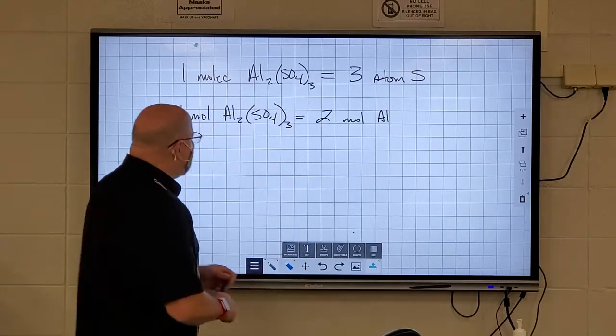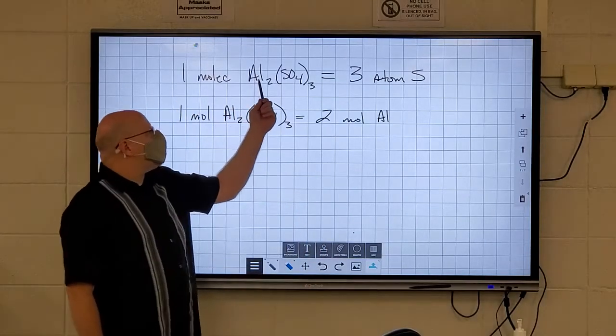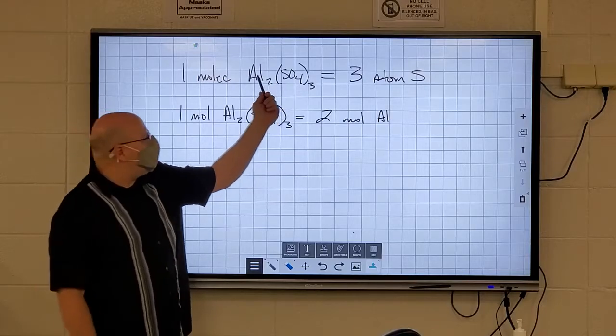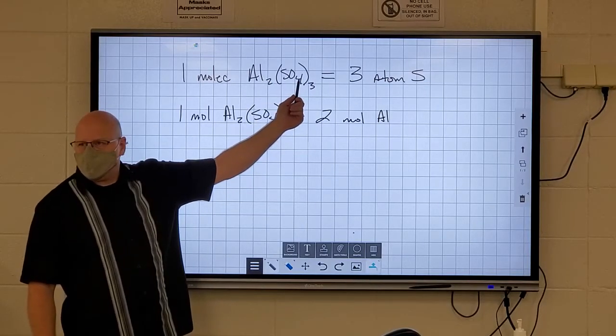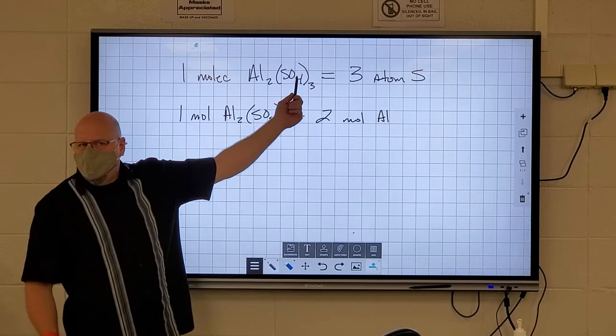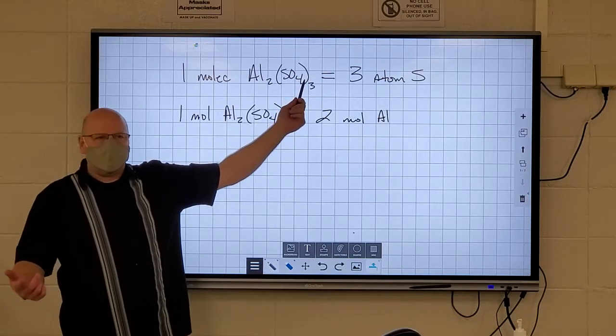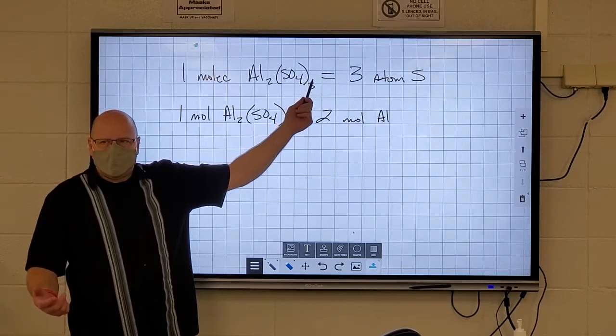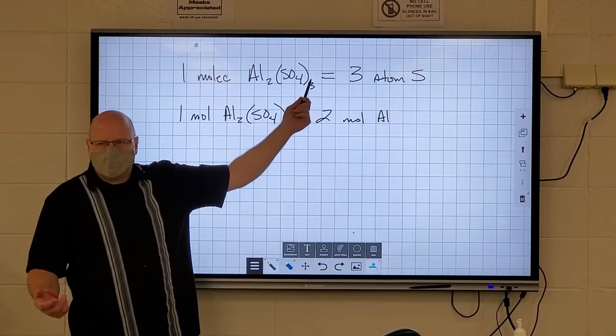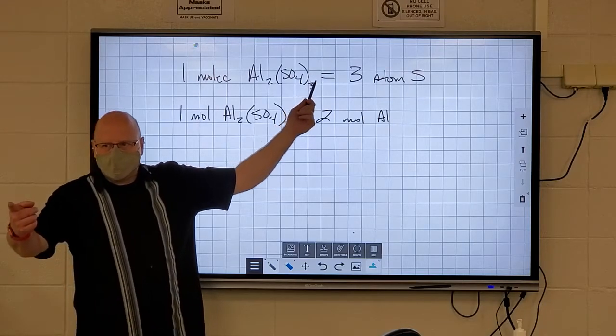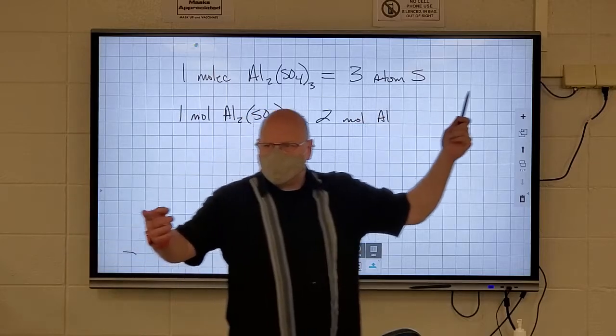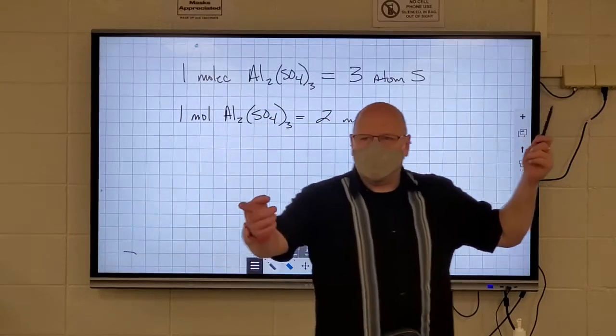So if I had 6.022 times 10 to the 23rd of this compound, how many atoms of sulfur would we have? 6.0 something to the 23rd, because you're multiplying the whole thing times 3.